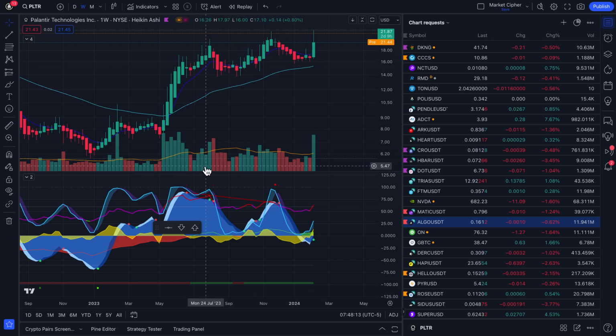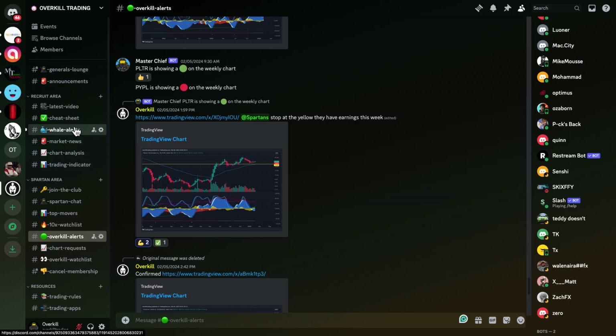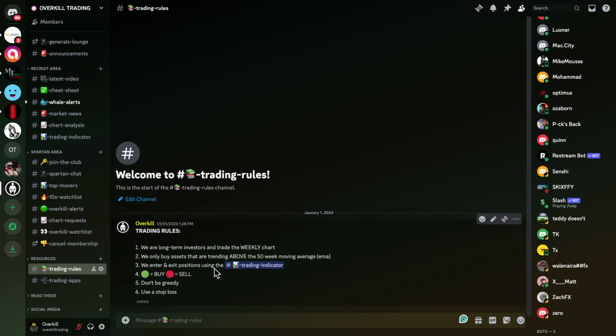So the first thing we identified was the fact that it was above the 50-week moving average. That is rule number one: we want to trade with the trend. And if you do not have the trading rules, you can join the Discord for free. Yes, we have a paid membership that you can get access to everything, but all of the resources are free that you can get started using right now.